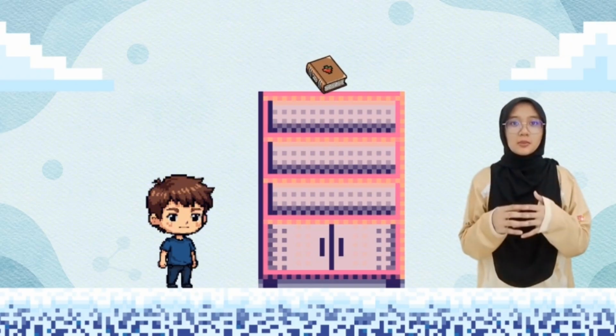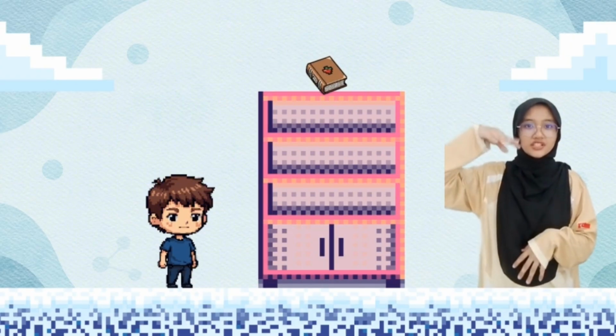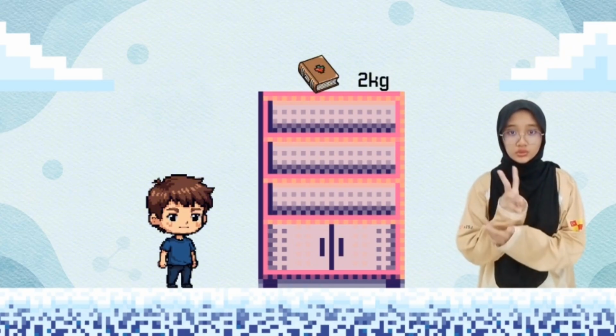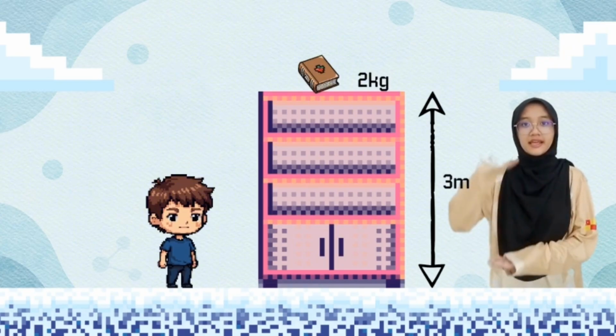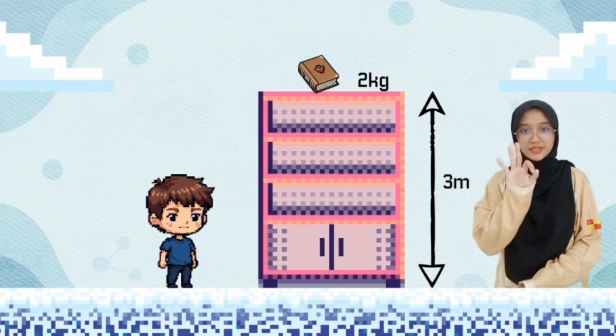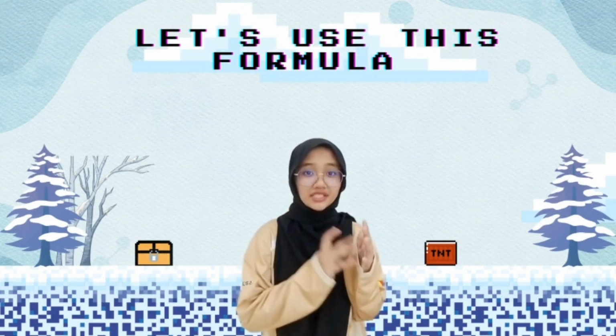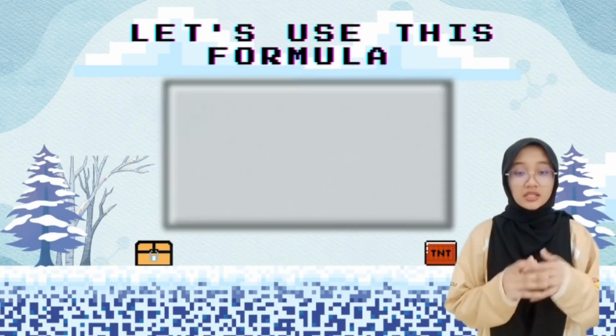First, let's visualize the situation. Imagine Ahmad placing the book on top of the shelf. As we all know, the mass of the book is 2 kilograms and the height of the shelf is 3 meters. Okay, now let's use the formula for gravitational potential energy.